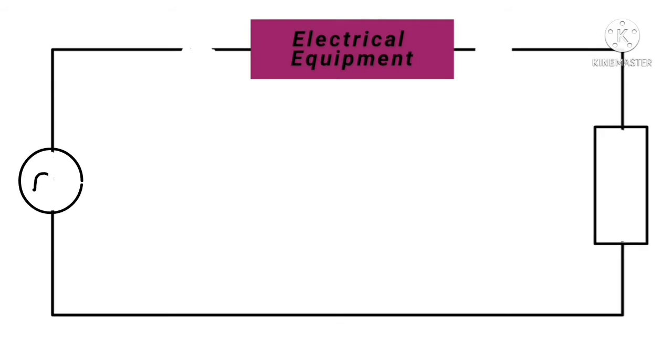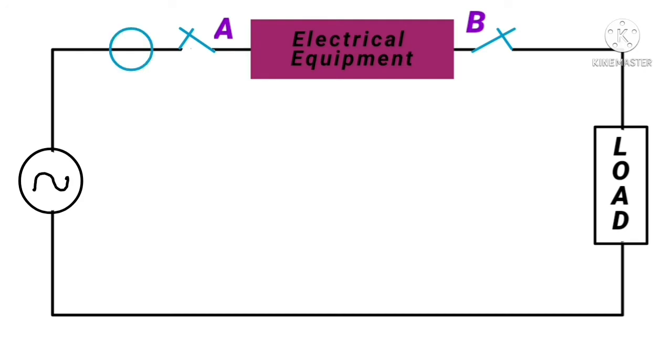Let's consider an electrical equipment shown here to be protected with a differential protection scheme. Consider the circuit where the source is feeding the load. At the input and output of this protected equipment, I have connected circuit breakers A and B so that in case of fault, it can be isolated from both sides. Two CTs of the same ratio are connected here, and you can see the dot marking on both CTs.